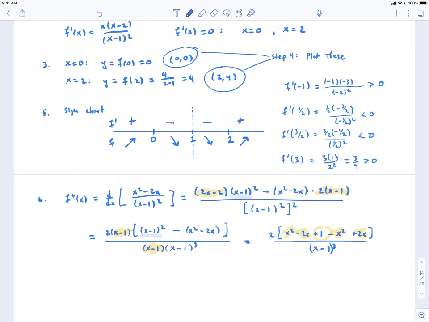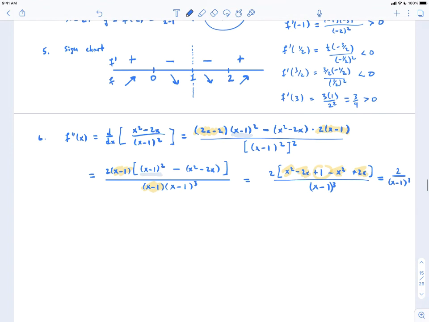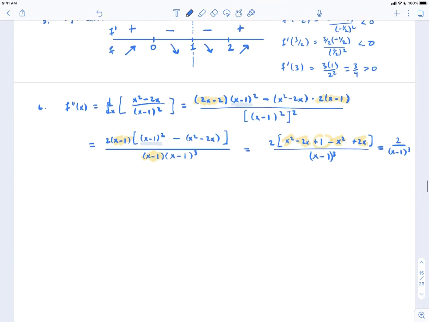Okay, so that tells us that the second derivative is 2 over (x minus 1) cubed, like so. Okay, so what are we going to do with this second derivative? Well, we need to make a sign chart. Now you'll notice that there are no places where f double prime is equal to 0. There are no points of inflection here.